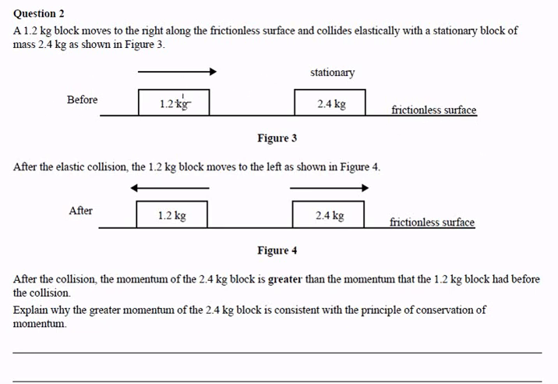I've got a collision here between two blocks. Before the collision, this one is going along, hits this one, and after the collision one goes back and one goes forward. After the collision, the momentum of the 2.4 kg block is greater than the momentum of the 1.2 kg block before the collision. Explain why this is the case using the principle of conservation of momentum.